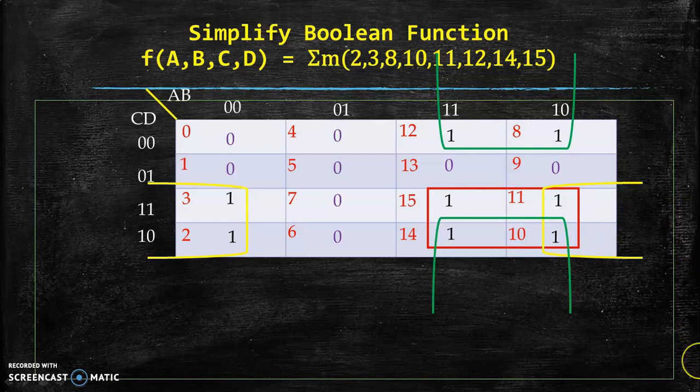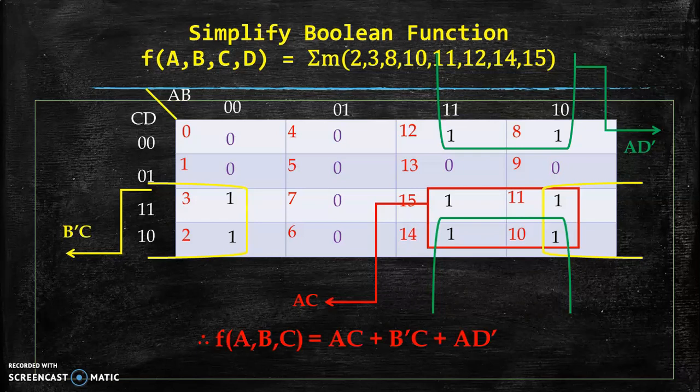Now we have to write product terms for each group. We write the product term, that is AC. For this quad, we can write B bar C, and for the next group, we can write A D bar. So we can write our final simplified answer, f of ABCD, that is AC plus B bar C plus A D bar. So this way we can solve very systematically any given Boolean function with the help of K-map.